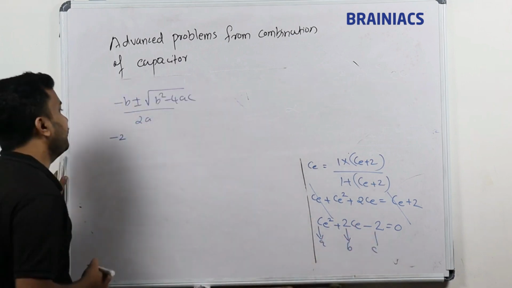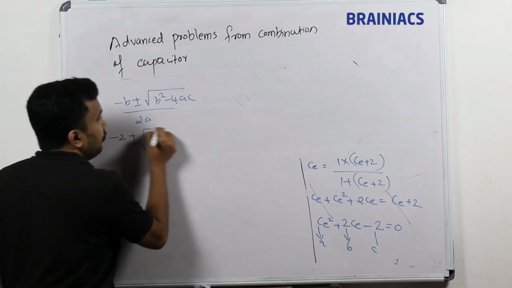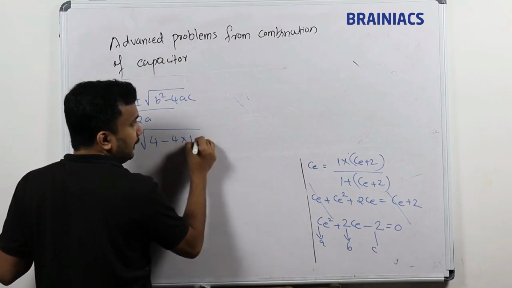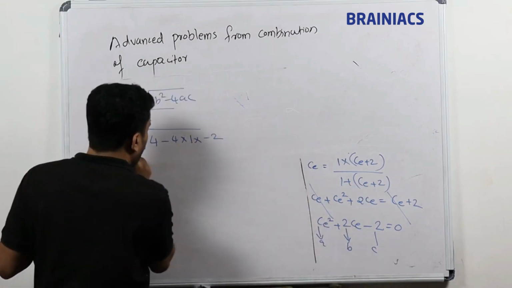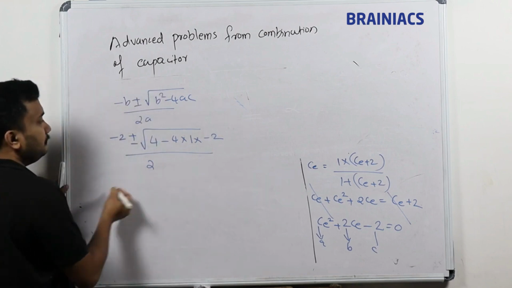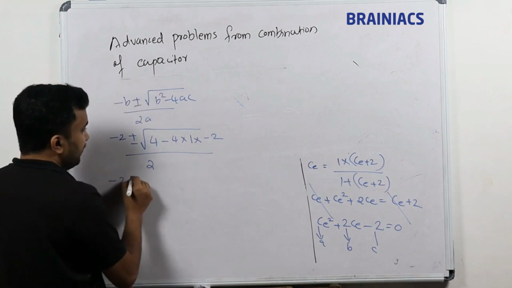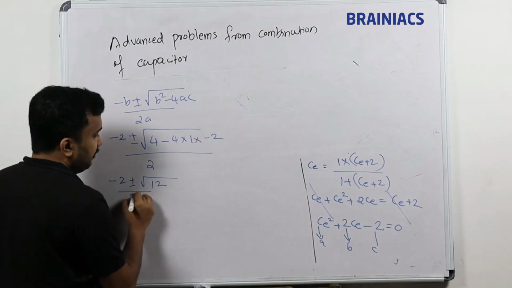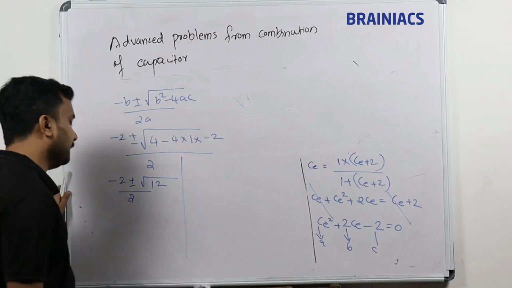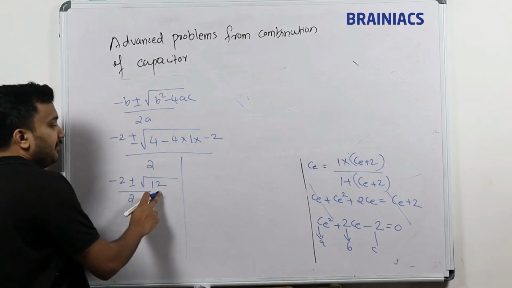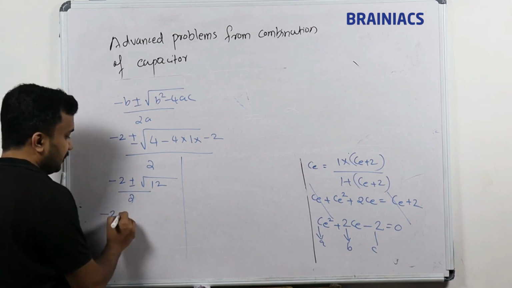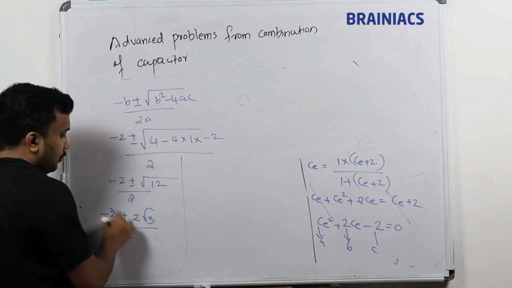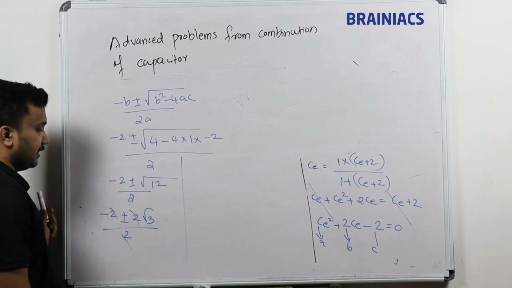Hope you already know this from 9th, 10th standard itself. Root of b square means 2 square, 4, minus 4 into a is 1, c is how much? Minus 2, whole divided by 2a, so 2. So minus 2 plus or minus root of 4 into 2 is 8, 8 plus 4 is 12, divided by 2. So there are two solutions here. This I can write as 4 into 3, so it becomes minus 2 plus or minus 2 root 3, whole divided by 2. So all the 2 will get cancelled out.